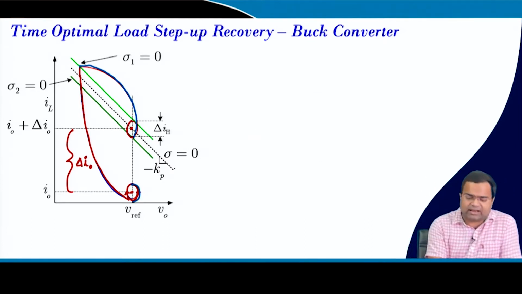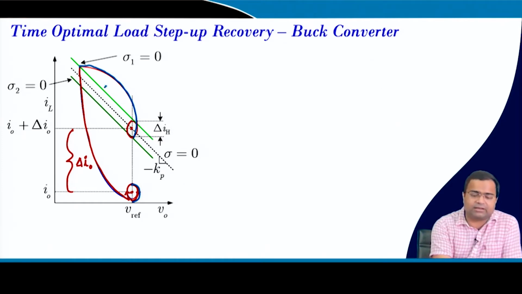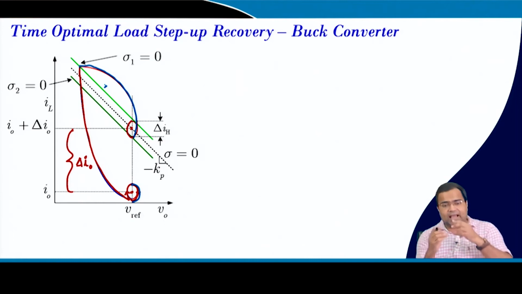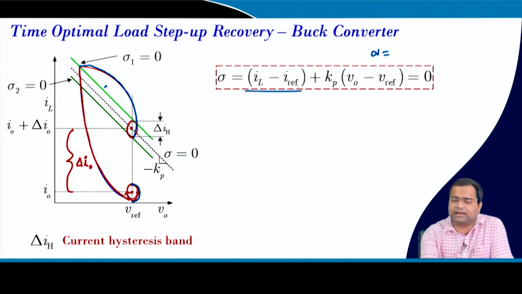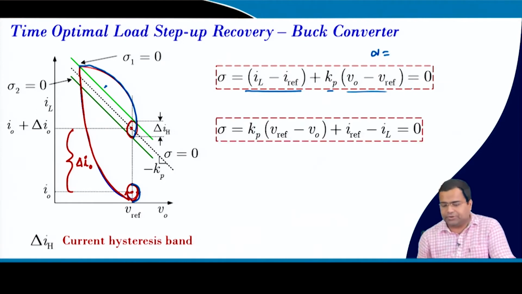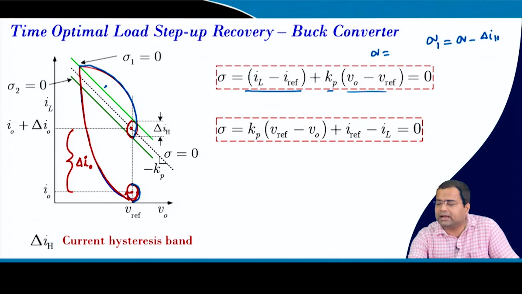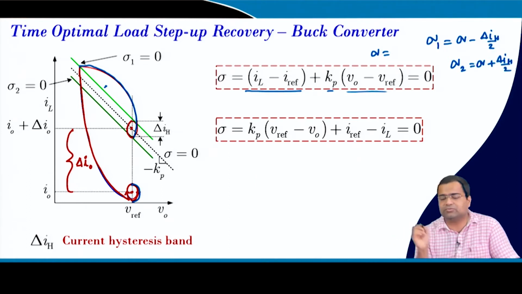This is the sigma, and we know sigma 1, sigma 2, which are used to generate the hysteresis band, have only an offset. Otherwise, sigma 1, sigma 2, sigma 3 all have the same slope. Sigma consists of the current gain times the error voltage equal to 0, where we have a current hysteresis band. If we want to consider the hysteresis band, sigma 1 will be sigma minus delta IH by 2 and sigma 2 will be sigma plus delta IH by 2, that is it.